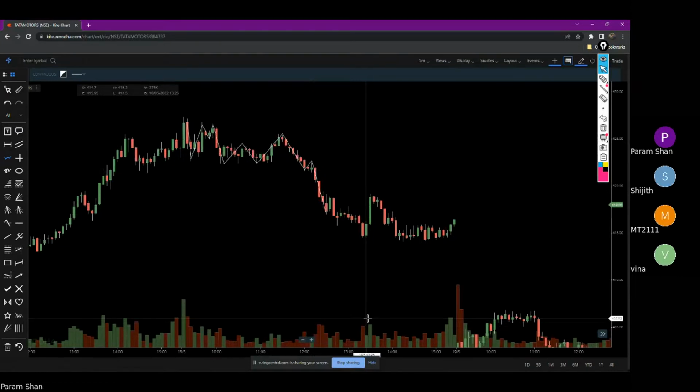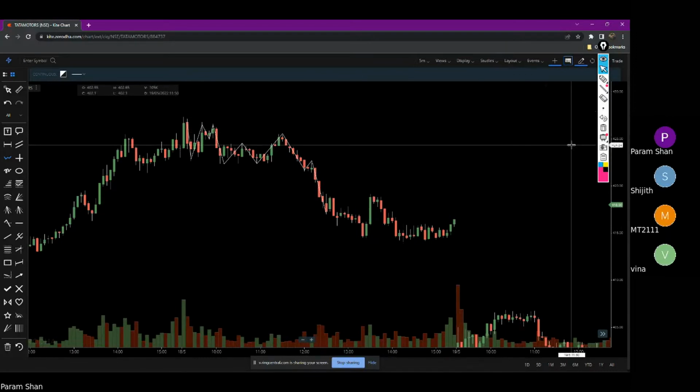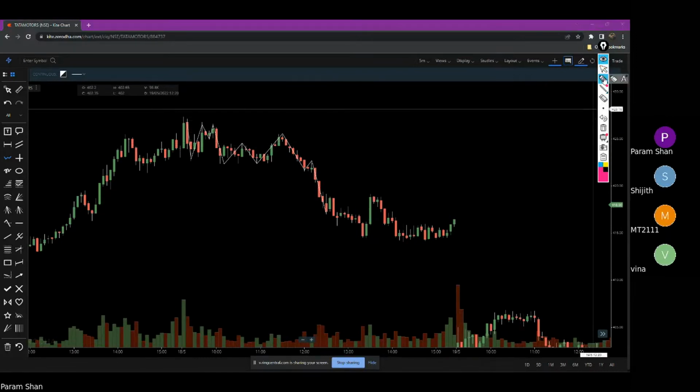I have one query. Suppose whenever it is breaking down, when it is forming the A, we have to wait to complete the candle, then only we have to enter in the next candle? No, no. See, when you complete the candle, you would already be losing the opportunity.